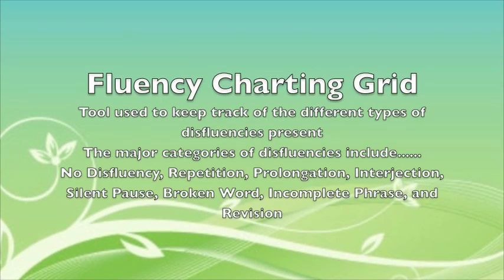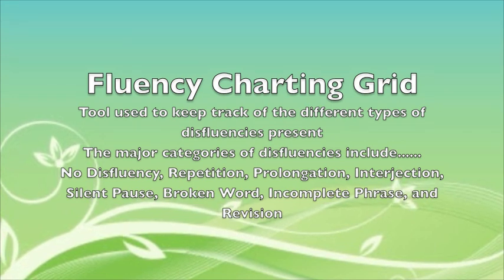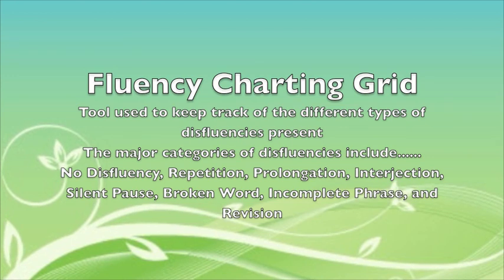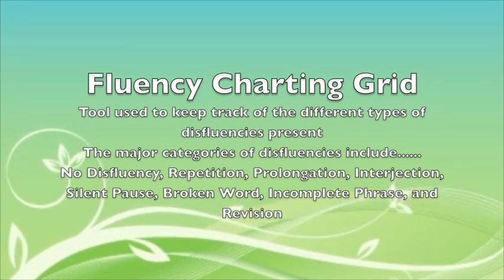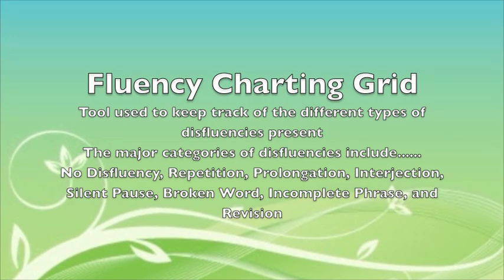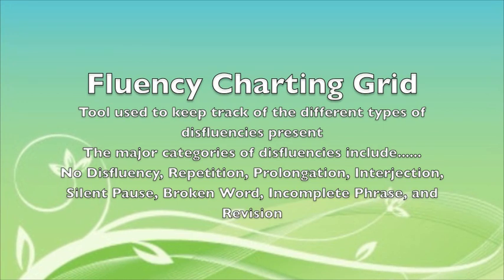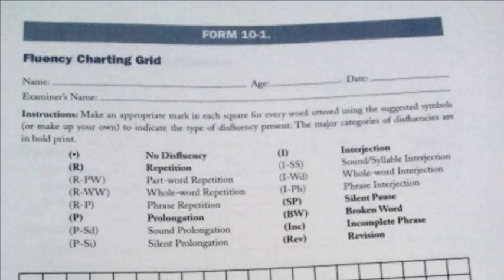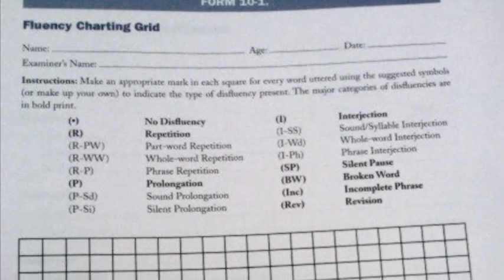The Fluency Charting Grid is a tool used to keep track of the different types of disfluencies present. The major categories of disfluencies include no disfluency, repetition, prolongation, interjection, silent pause, broken word, incomplete phrase, and revision. This is an example of a Fluency Charting Grid.